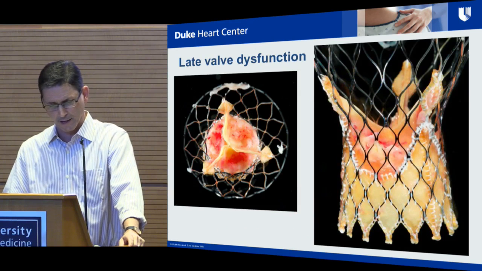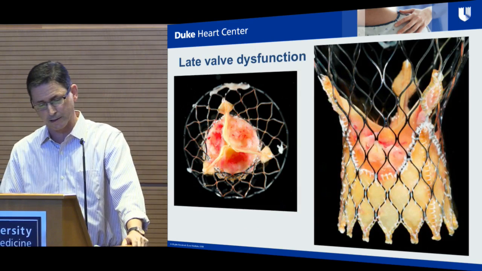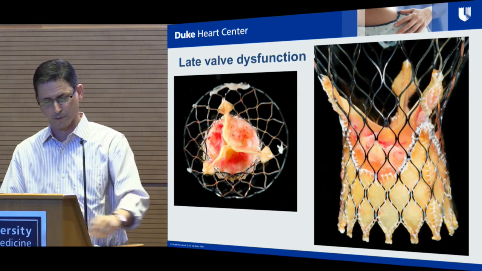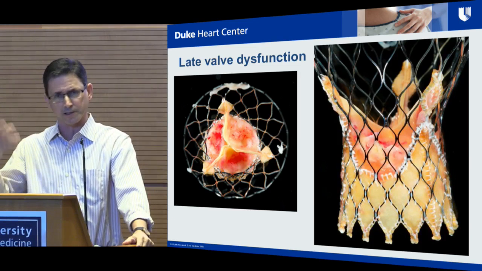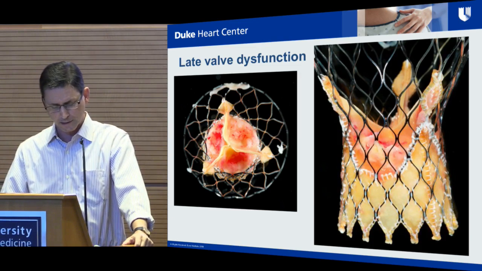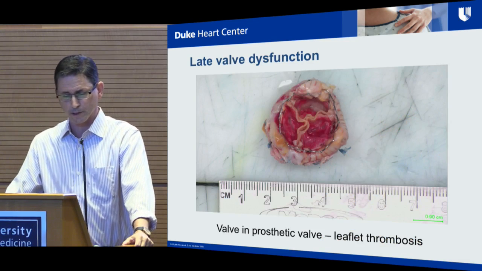But here's another valve that came out. You can see in this case, looking directly down on it on the left, there's significant thickening of these leaflets. Mobility was clearly limited. And when you look from a side view on the right, you can see how this tissue is building up in the cusp area. This is a valve in valve with a Sapien valve.